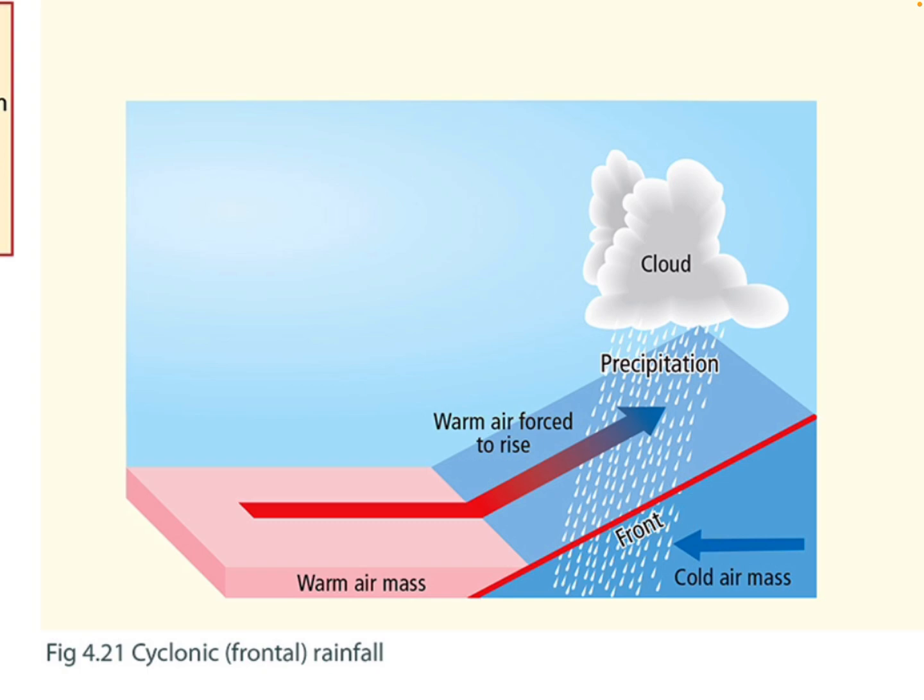The warm air moves in over an area of cold air. It forces itself to rise over the cold air. As the warm air rises, it gets cooler. It can't hold the water vapor anymore. So it forms a cloud which falls as precipitation all along the front. So that's cyclonic rain. So that's heavy rain falling along the front.